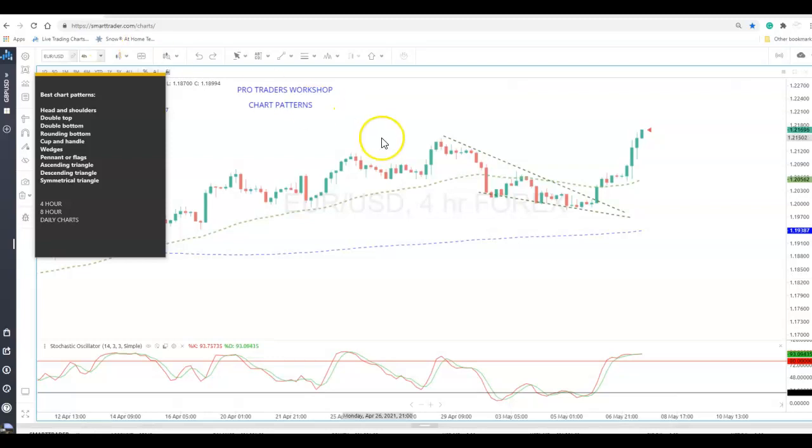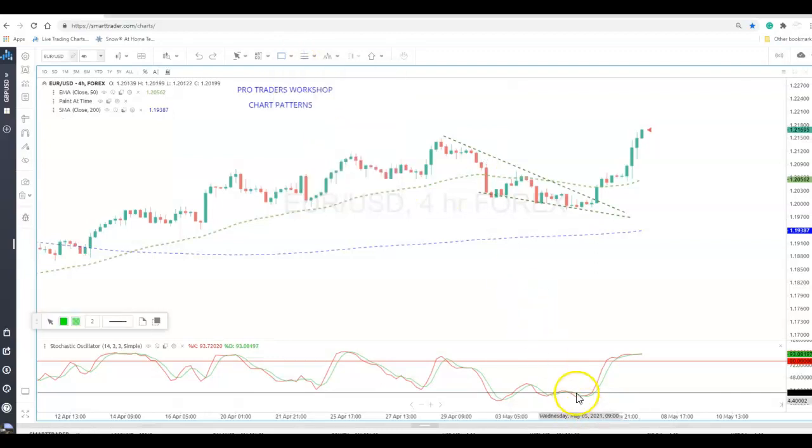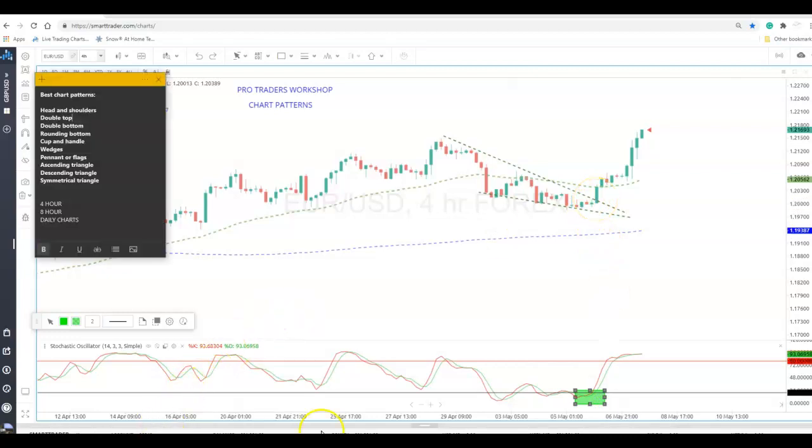So the first one is we're looking at a euro dollar, and today's non-farm payroll numbers actually helped us out on this trade. This is called a symmetrical triangle. And we connect the swing points from the top and the bottom, and ideally we would like to have stochastics oversold when there's a break, and that's what happened there. And then the next step is target.